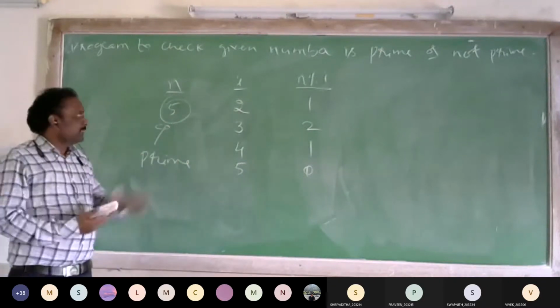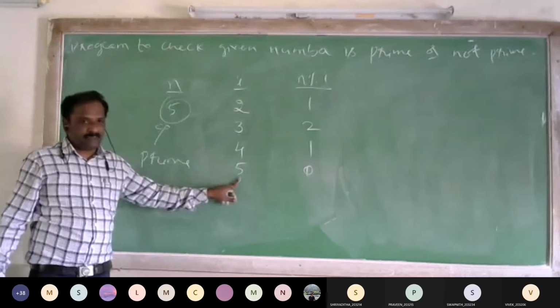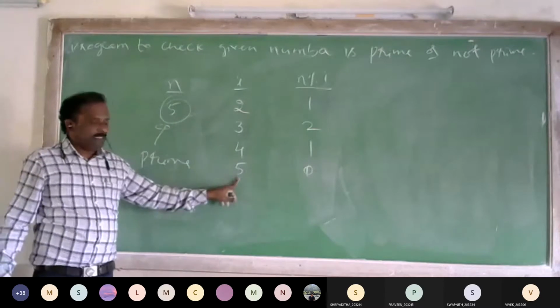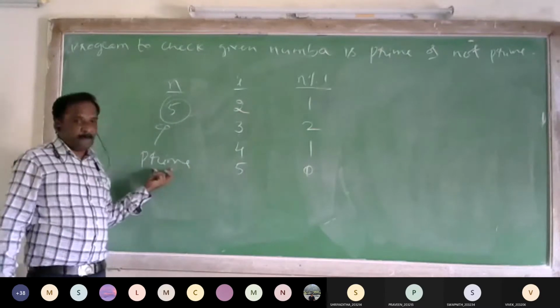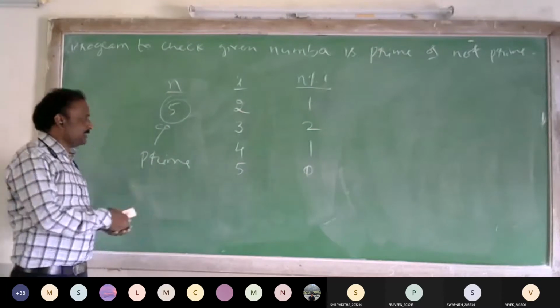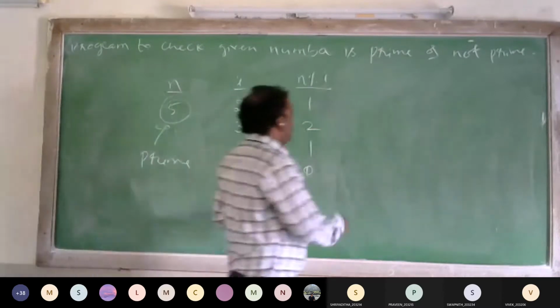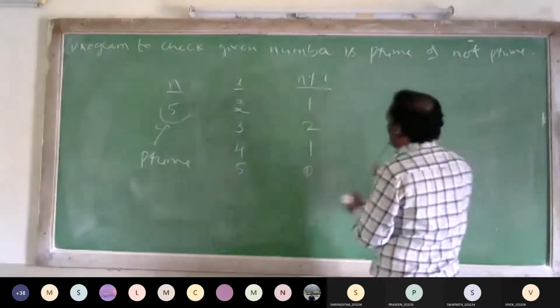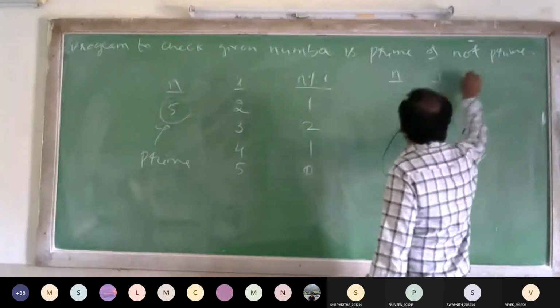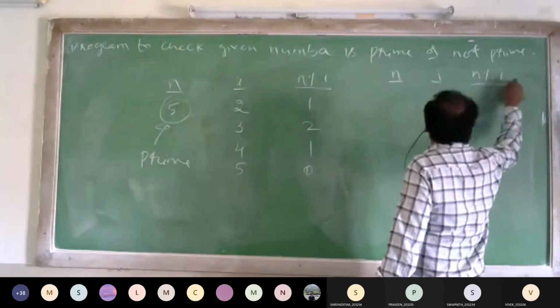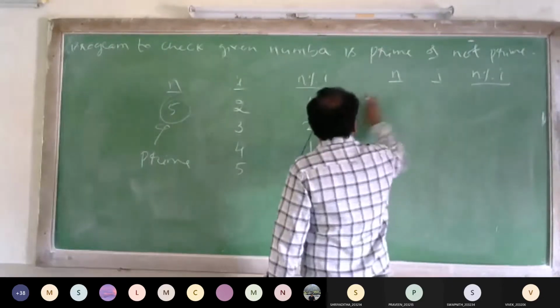What is a prime number? A number which is divisible by itself is called a prime number. Now I will take one more example. n modulus i.